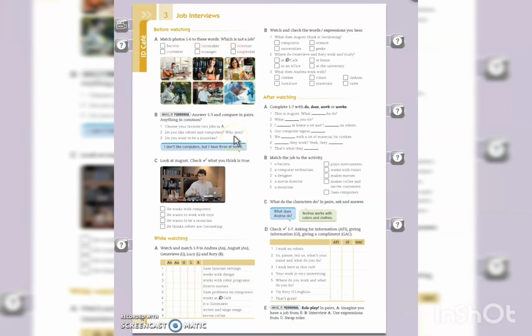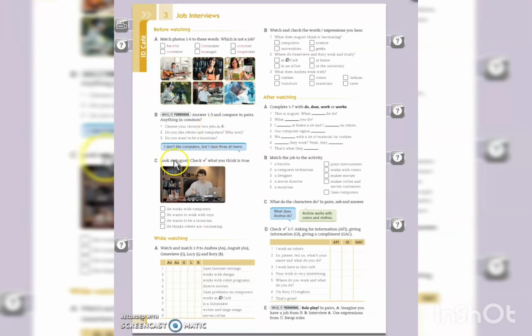Choose 2 of your favorite jobs. Number 2, do you like robots and computers? If your answer is yes, you are going to give an explanation. I like it because they are fantastic, etc. Why? Why not? And number 3, do you want to be a musician? Do you want to be a musician? If you say, yes, I do, or no, I don't. In this way, you have to answer these questions.